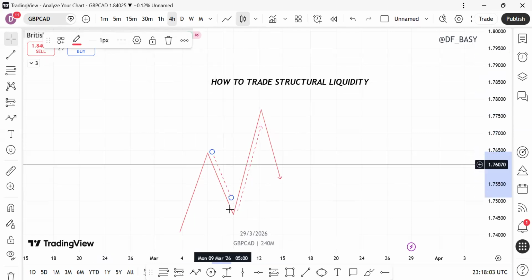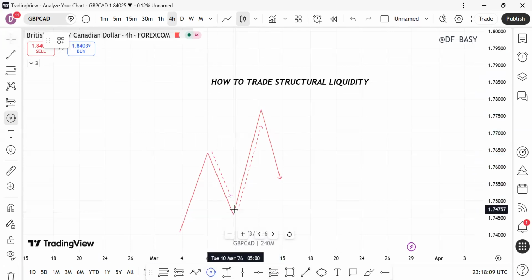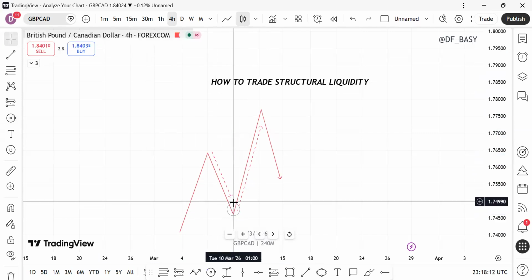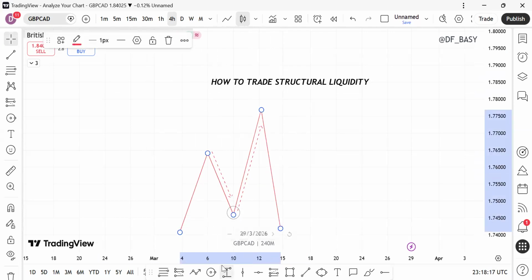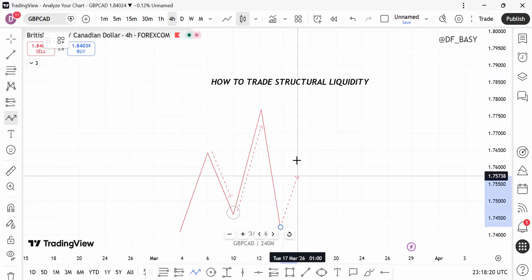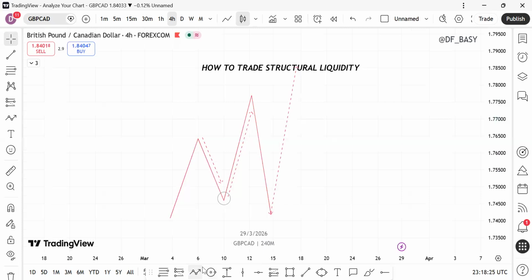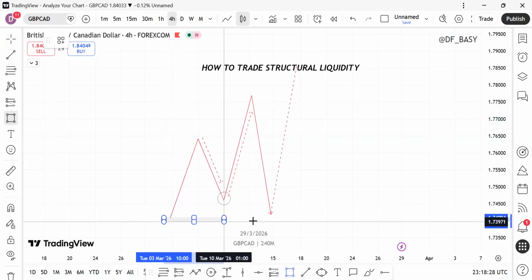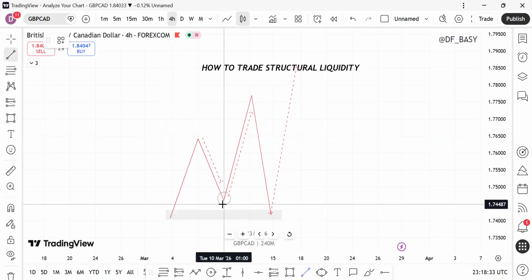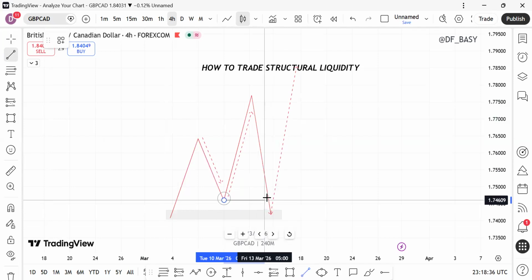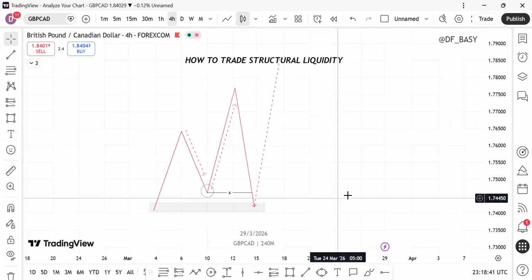So inside this particular swing structure, this low can form as liquidity for the market, whereby the market comes, taps there, respects a block, and then buys. Let's say there's a block here, the market respects a block and buys from there. So hence the name, we call it structural liquidity. Now this is how structural liquidity looks like.